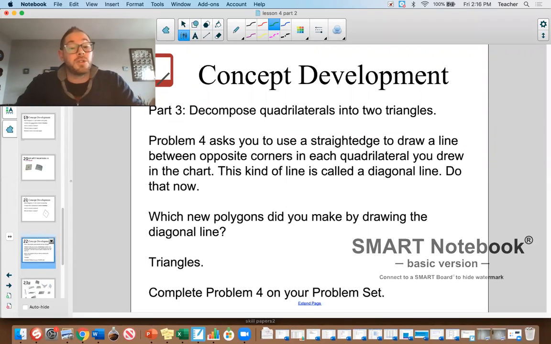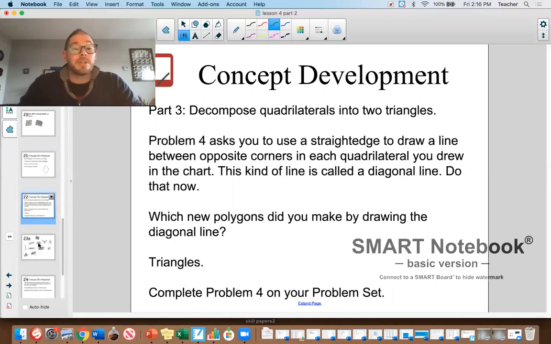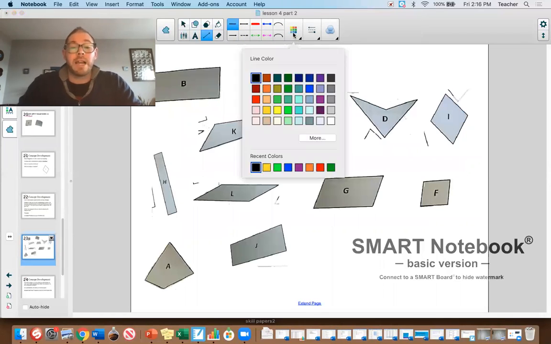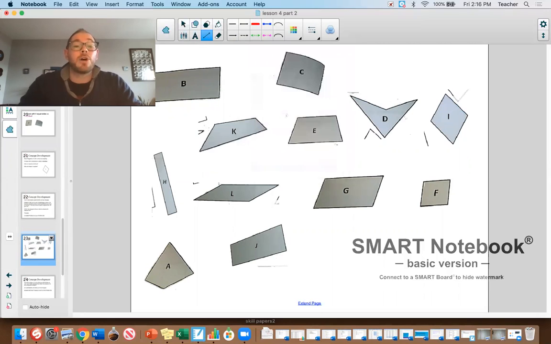Problem 4 asks you to use a straight line to draw a line between opposite corners in each quadrilateral in the chart. This kind of line is called a diagonal line. We're going to go and do that now. So I've got all my shapes over here and I'm ready to draw my diagonal lines. I'm going to see if I can make my line nice and red so it's clear. And remember, a diagonal line has to go from one corner to the opposite corner, just like that.